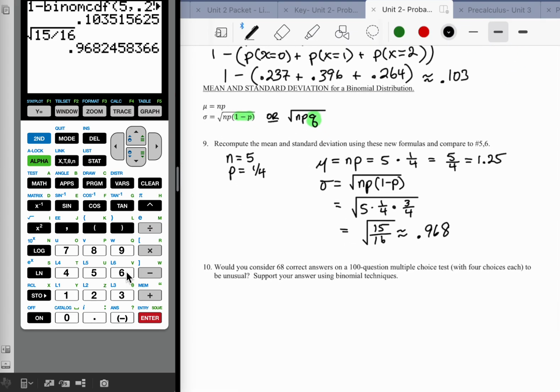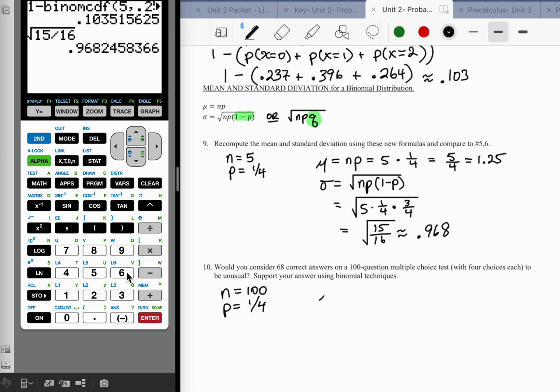Would you consider 68 correct answers on a 100-question multiple choice test with four choices each to be unusual? Right. So it's the same general theme. We have number of trials equal to 100. Since it's the same general theme, we know that it's going to be binomial. Fixed number of trials, 100 questions. Fixed probability of a 1 in 4 chance of getting any question right. Independent events, we're at liberty to use choice A over and over again as much as we want. Just because you use choice A once doesn't mean you can't use it again. So independent events, 2 outcomes, you're either going to get it right or wrong. Multiple ways to get it wrong, but still only 2 possible outcomes, right or wrong.